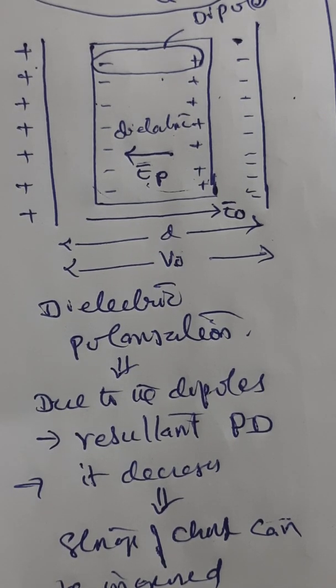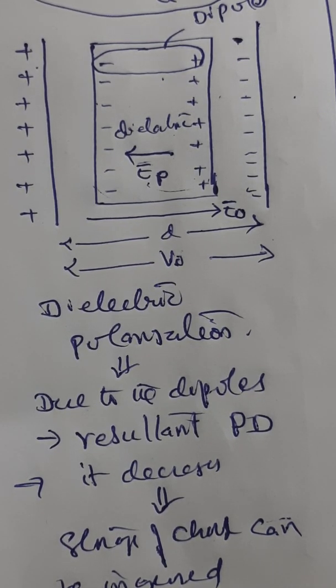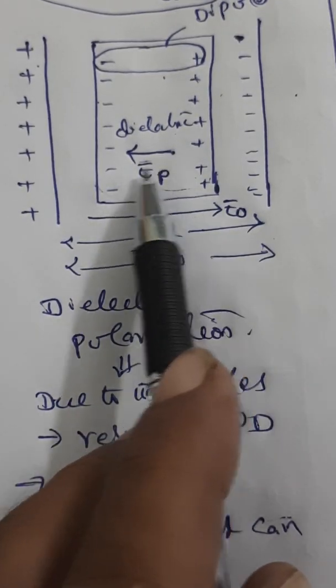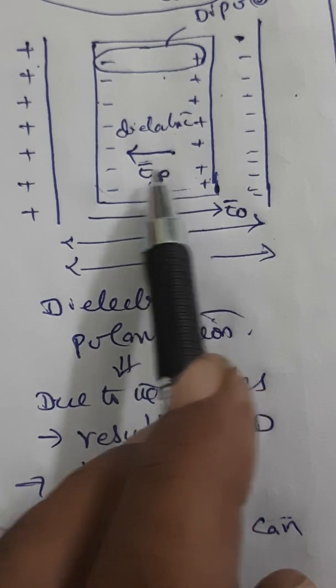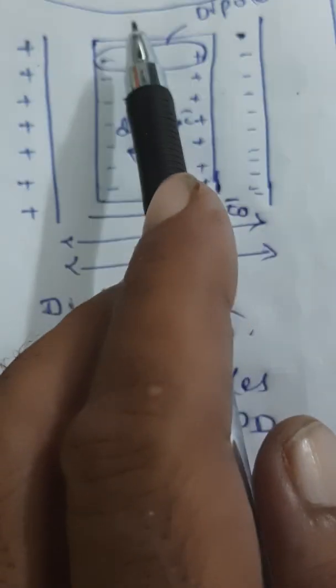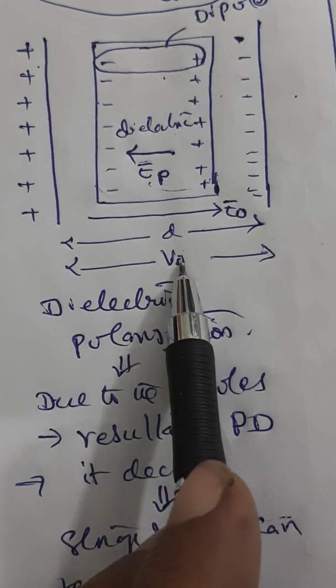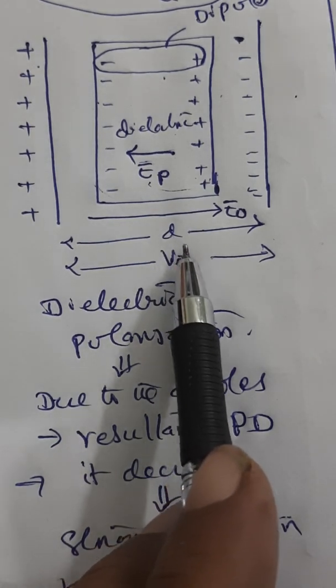Due to these dipoles, the resultant potential difference decreases so that the storage of the charge can be increased. As a result, capacitance increases. Due to this polarization, an electric field known as polarization electric field is induced in the opposite direction of the original electric field. So the potential difference be Vd in this case, because we introduced a dielectric.